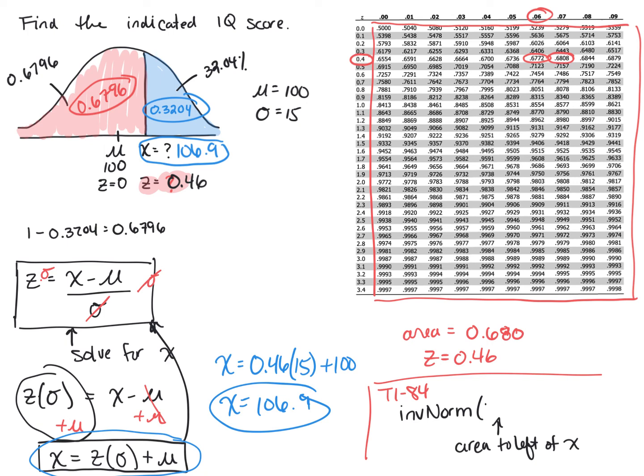Here, you can actually type into your calculator 1 minus 0.3204 if you have the area that is to the right. Your calculator will do the subtraction, and it will know that that is 0.6796. Then the next thing you type in is the mean value for your data, which here is 100. Then you type in your standard deviation, which is 15. When you press enter, it will give you the same answer or something really close to it, something like 106.9, and you know that that represents x. Okay, so that is how you would approach a problem like this.